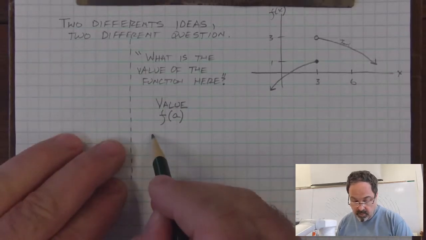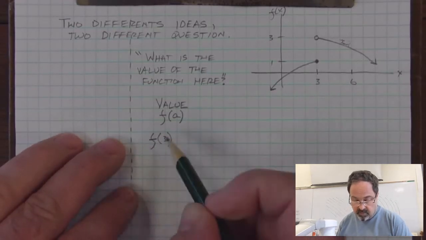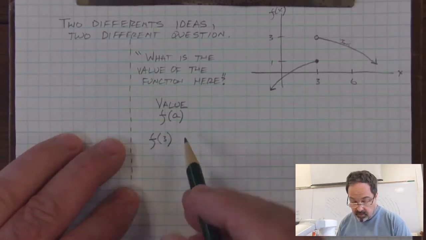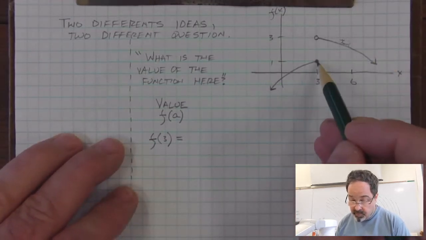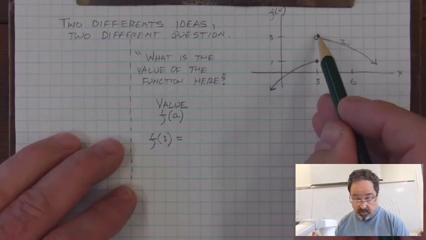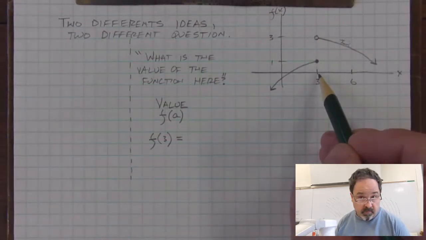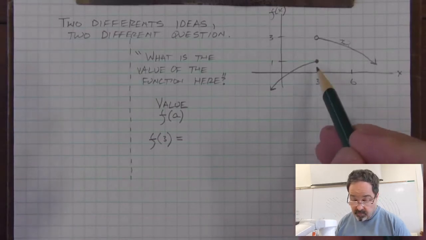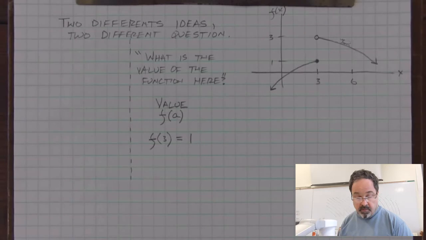We could find a specific value at a specific location, in this case f of 3, and we look at the graph. At 3 we have a closed dot and an open dot, but there can only be one value at any place in the domain, or else it's not a function. The value of the function is the closed dot, a value of 1. Nothing new with that. Those are value questions.